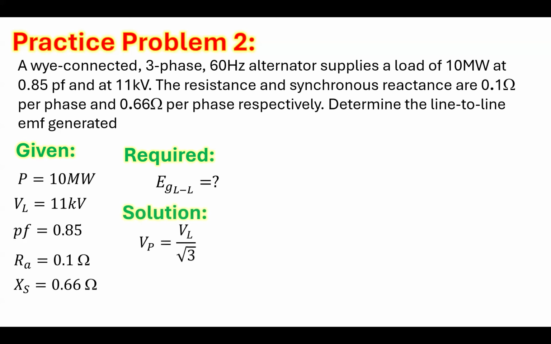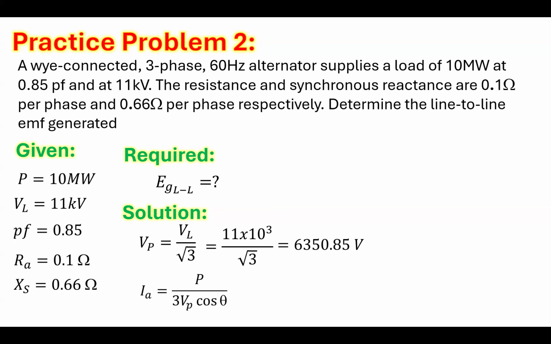So for our solution, let's get the voltage per phase, which is equal to the load voltage divided by square root of 3. So that is 11 times 10 raised to 3 all over square root of 3, and we will get 6,350.85 volts.